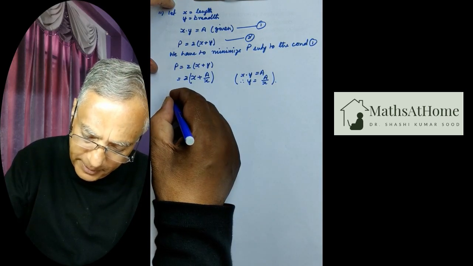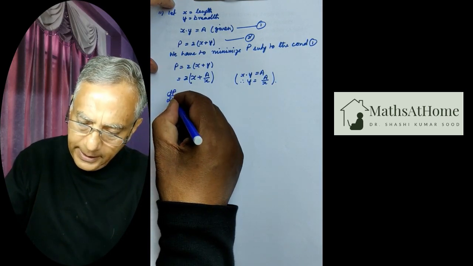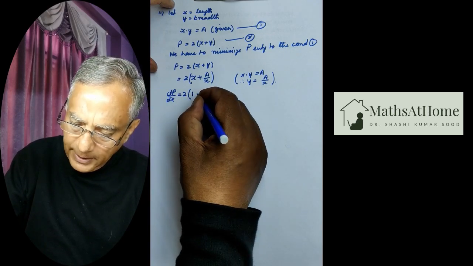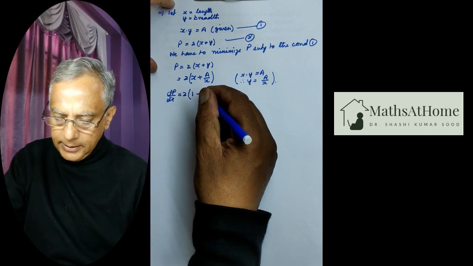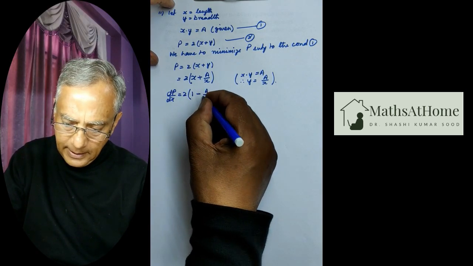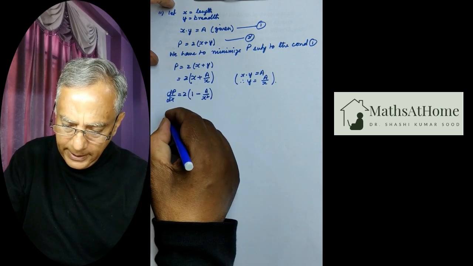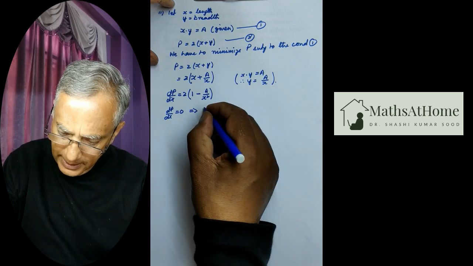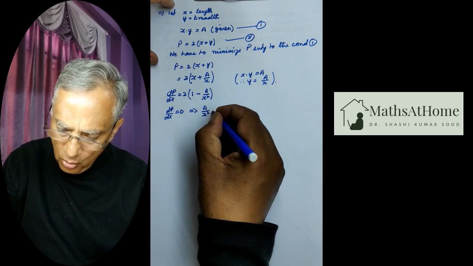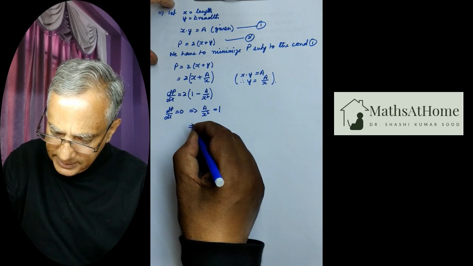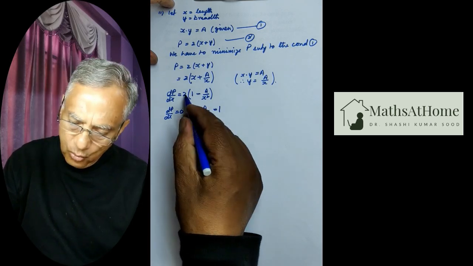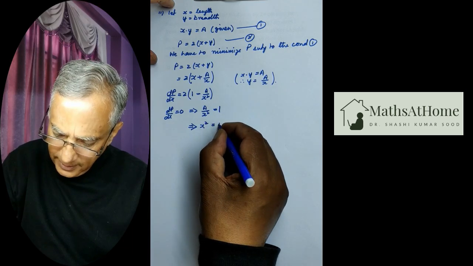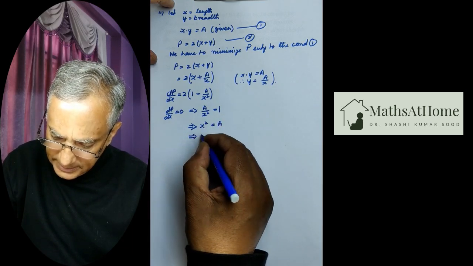We find the first derivative, dp by dx. dp by dx is 2 times the differential of x, which is 1, and the differential of a by x, which is minus a by x square. Put dp by dx equal to 0. This implies 1 minus a by x square is 0, therefore a by x square is 1, and therefore x square is equal to a, and this implies x is equal to root a.